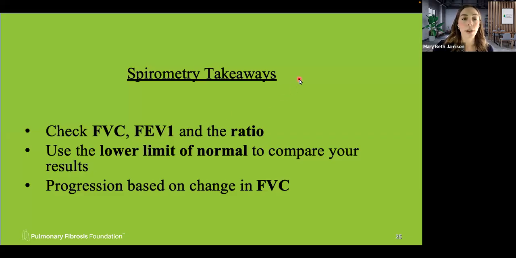So ultimately, our takeaways really are checking the FVC, the FEV1, and the ratio in the spirometry. We're using that lower limit of normal. You can use that to compare your results if you don't know where to start on that report. And then we monitor progression based on that change in the FVC. And that's just for your spirometry portion. Okay.